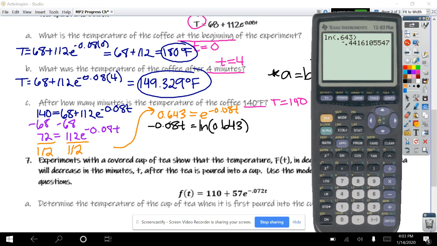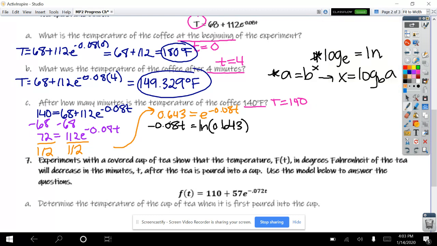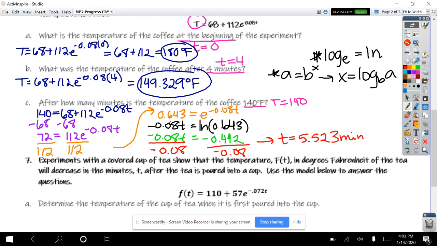So then we have, we'll write this out, negative 0.08t equals negative 0.442. Now to solve for t, last step, divide both sides by negative 0.08. And if you do that in your calculator, you get t equals 5.523, and the time we're talking about is minutes. I'll just write it as minutes.